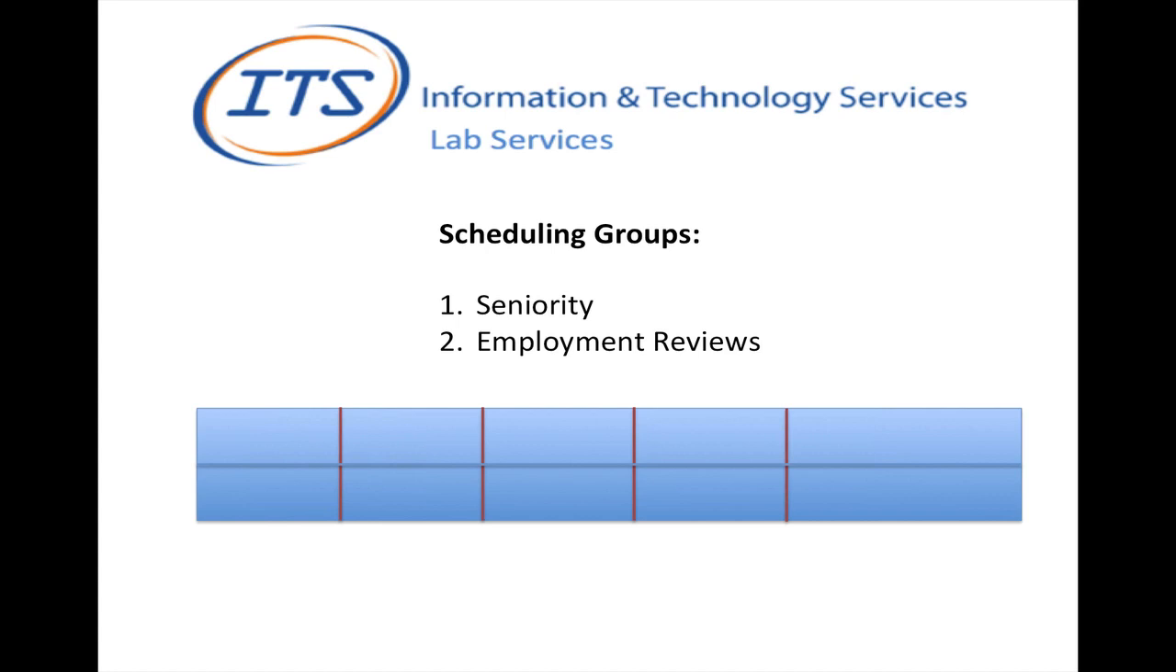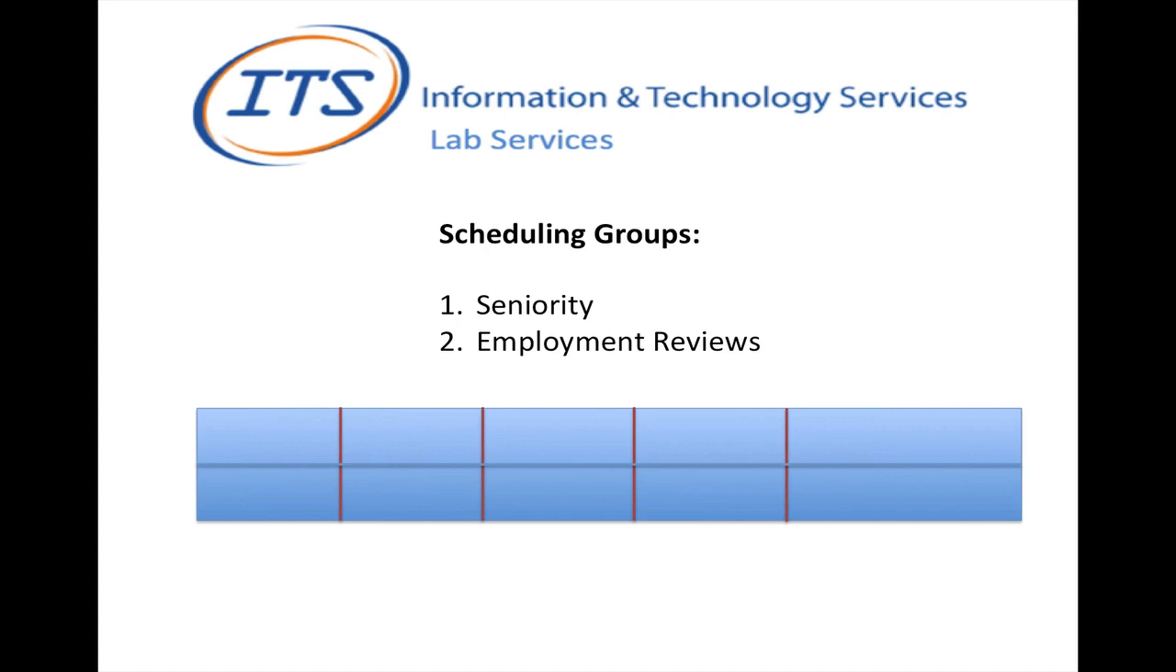What group you are in depends primarily on two factors. The first is your seniority. The longer that you've worked here, the higher up in the scheduling groups you will be. Two is your employment reviews. The reviews are completed by the supervisory assistants of labs in which you've previously had permanent shifts in.